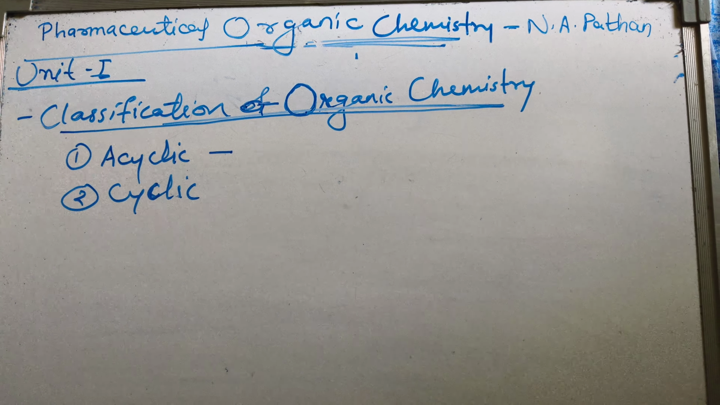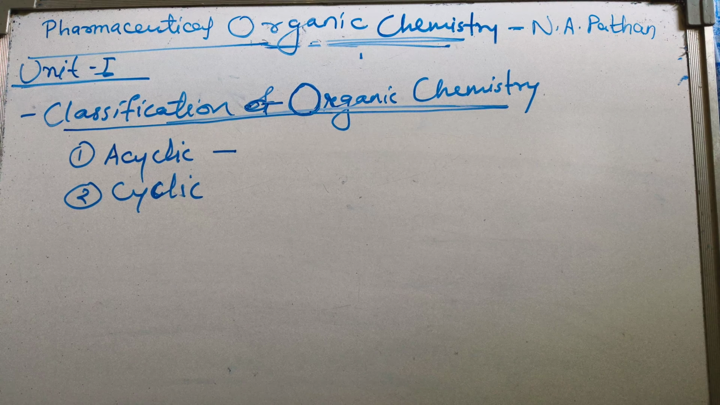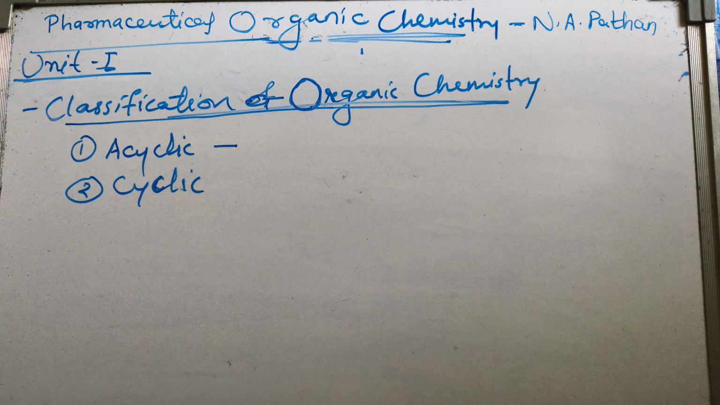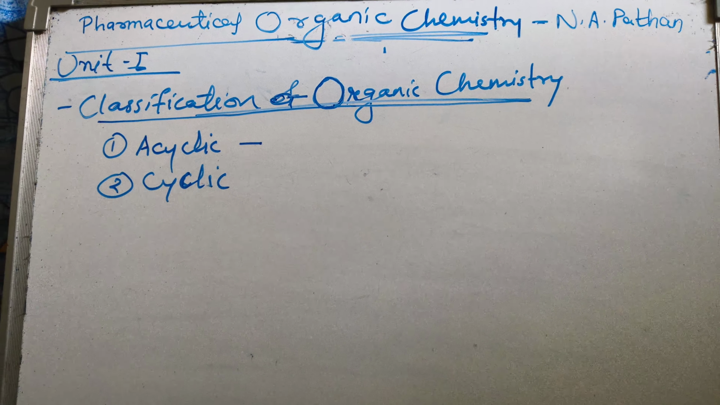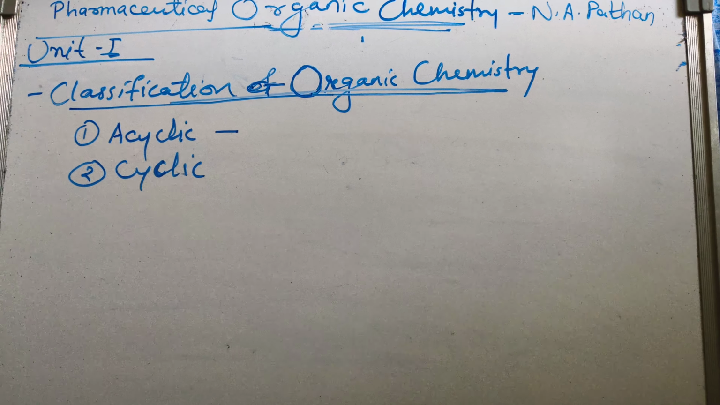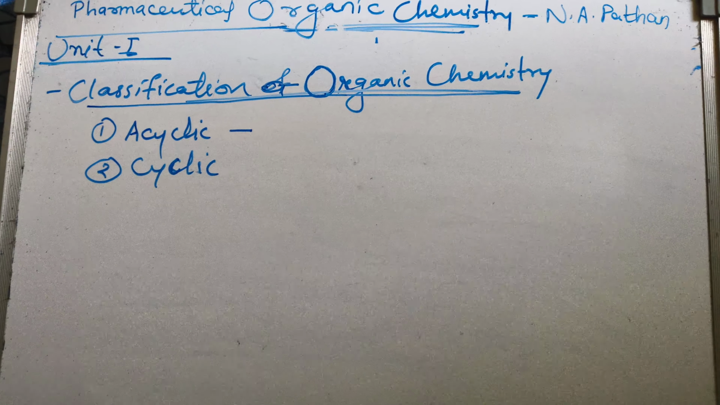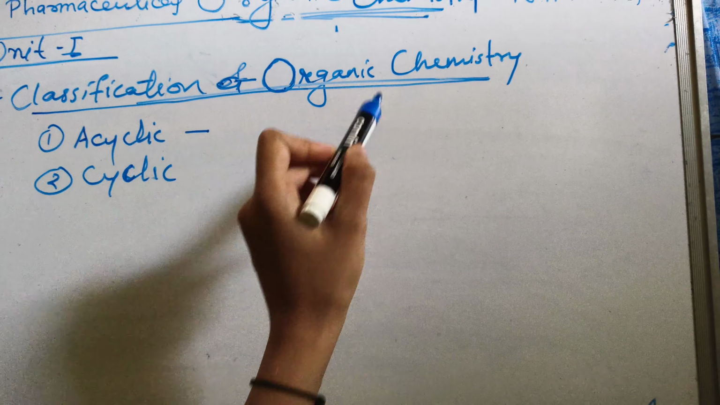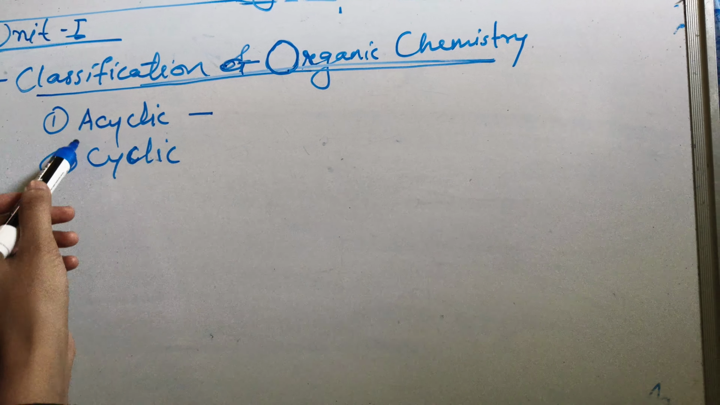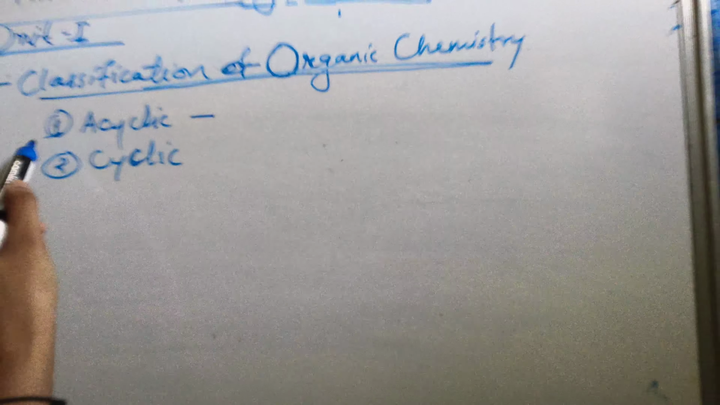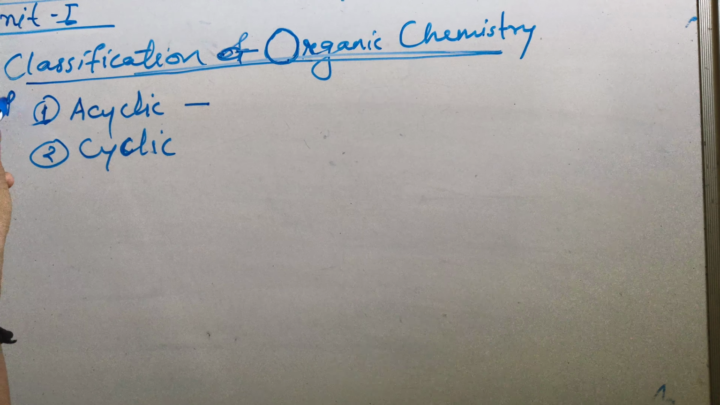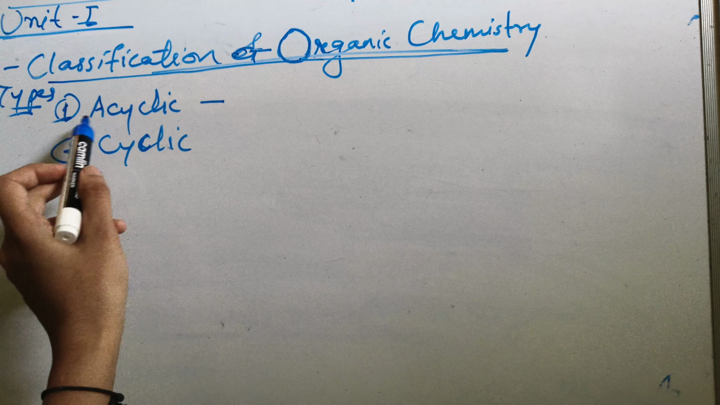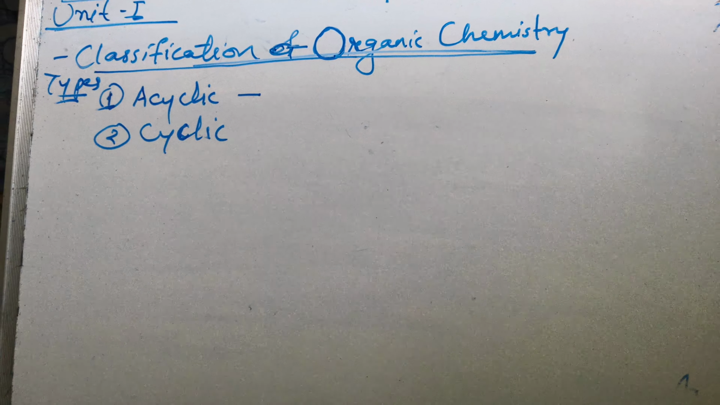Now we are studying our first unit in detail. Our first unit name is classification, nomenclature, and isomerism. Further subtopic is classification of organic chemistry. It is further divided into two types: acyclic and cyclic.